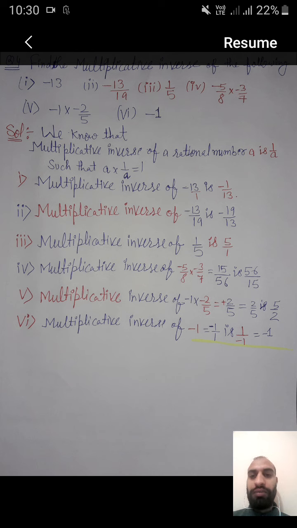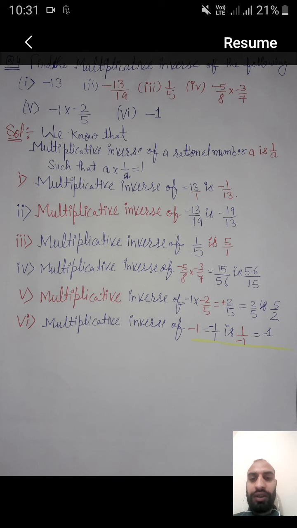So let's take the first question, multiplicative inverse of minus 13. Minus 13 you can write as minus 13 upon 1. We convert numerator to denominator, so it is going to be 1 upon 13 with the minus sign. Next is multiplicative inverse of minus 13 upon 19. 13 is in the numerator, so it goes toward the denominator, and 19 is in the denominator, so it goes toward the numerator. You can see minus 19 upon 13. Then multiplicative inverse of 1 upon 5 is, in the same way, 5 upon 1.